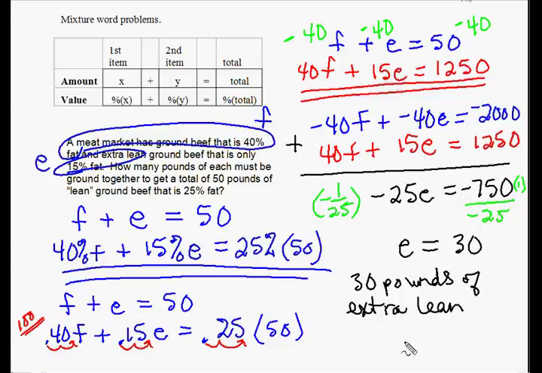But we also need to know how much of the other ground beef we needed. Well, remember, we needed 50 pounds total. So if I have 30 pounds of the extra lean, then I would also have 20 pounds of 40% fat ground beef.